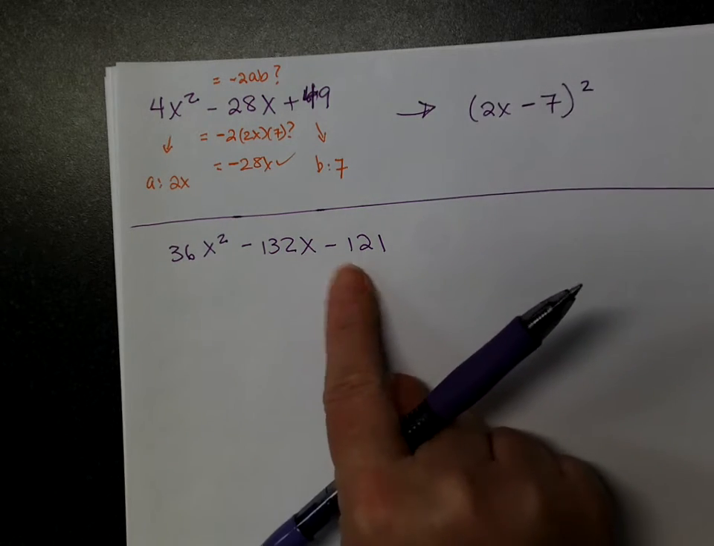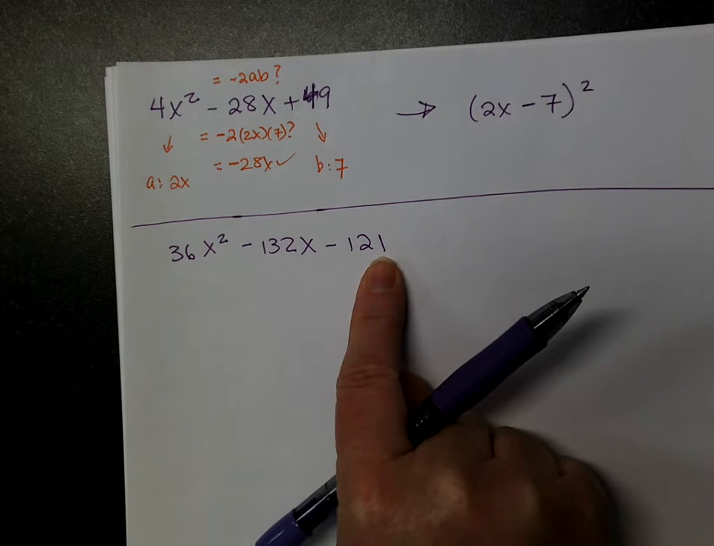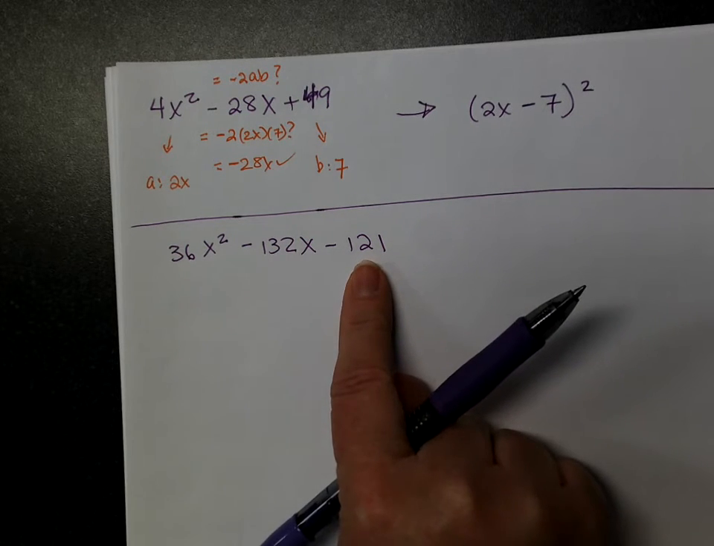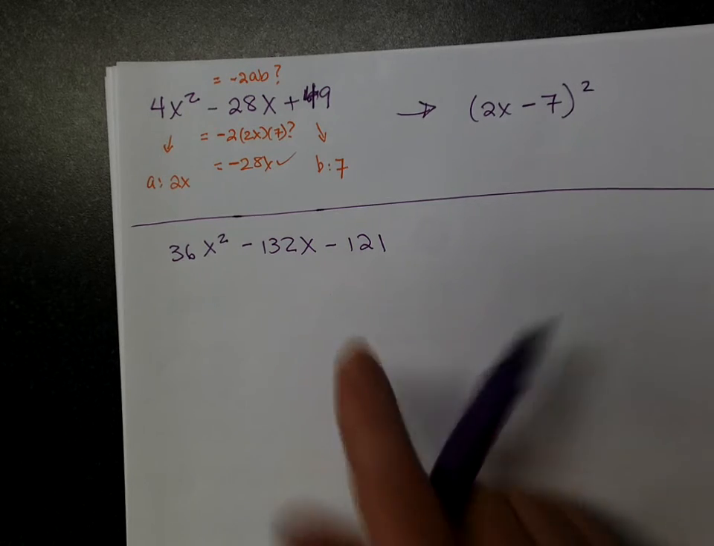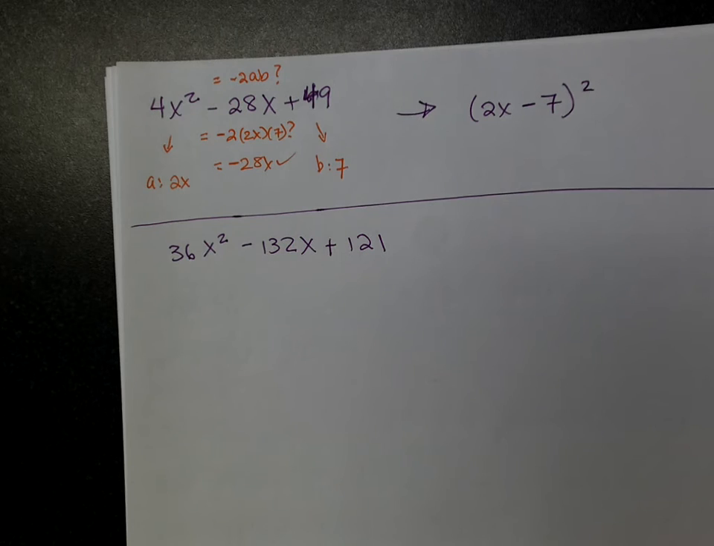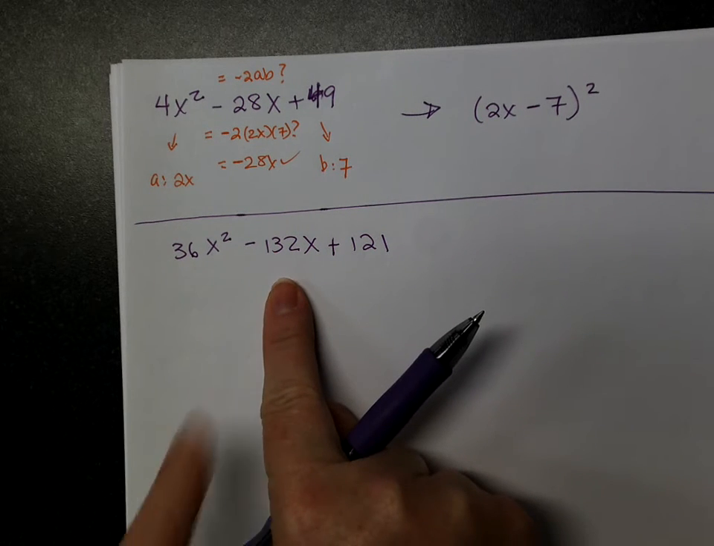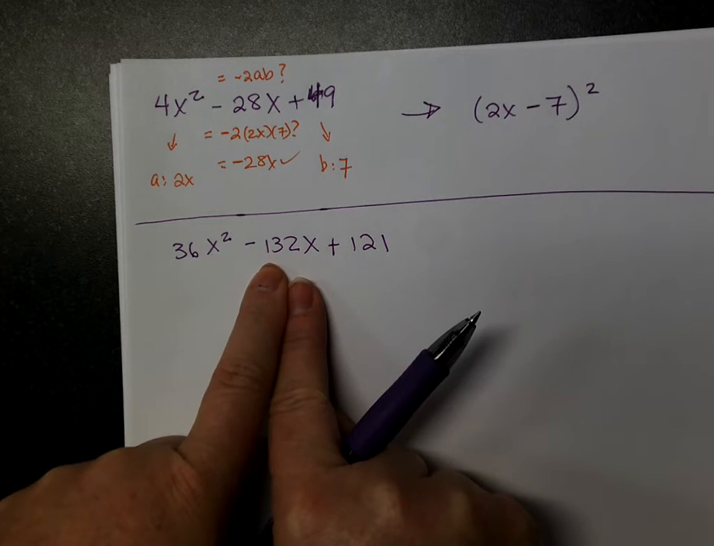Can you have a negative last term for a perfect square? No. 121 is a perfect square, and so is 36, but if that's a negative, it doesn't matter. Now, if this one were plus, you'd be good to go. You have to test this one, though. Is this 6 times 11 doubled? That's what you test.